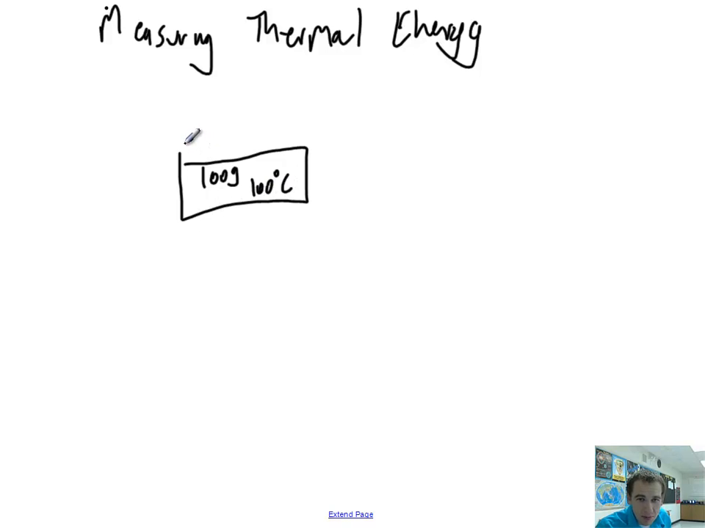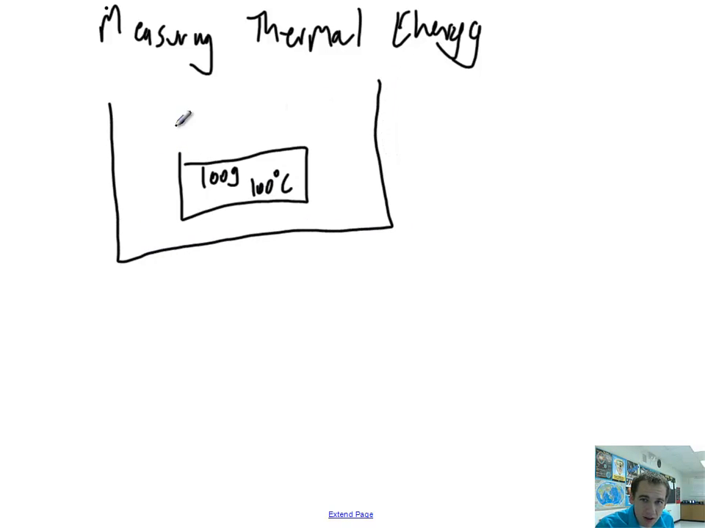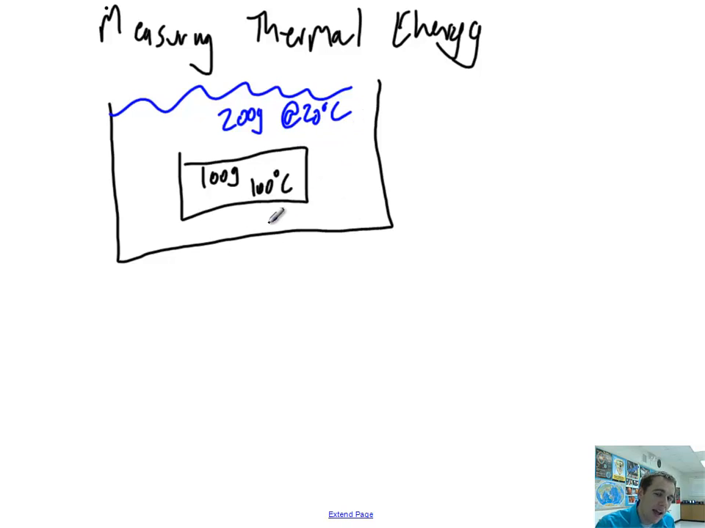Okay, so we heated up this tungsten to 100 degrees Celsius, and then we dropped it into this bucket full of water. And this bucket full of water has 200 grams of water that was initially at 20 degrees Celsius. Okay, and we're supposed to figure out how much energy the tungsten lost. It actually asks for the specific heat of the tungsten, but we have to know how much energy it lost to get that. Okay? Now, they tell us one more piece of information.